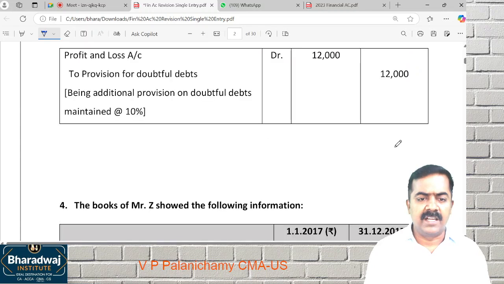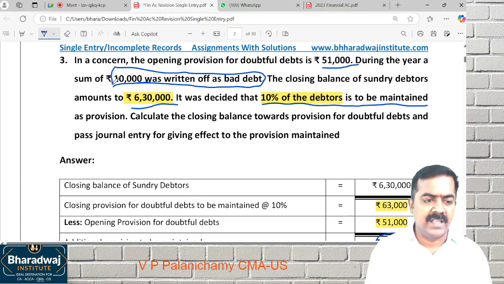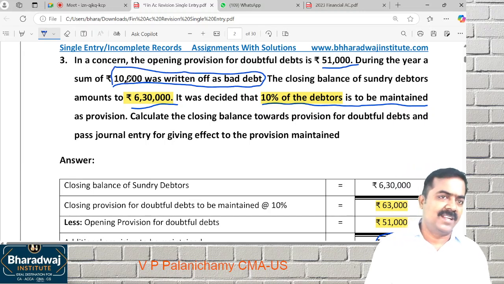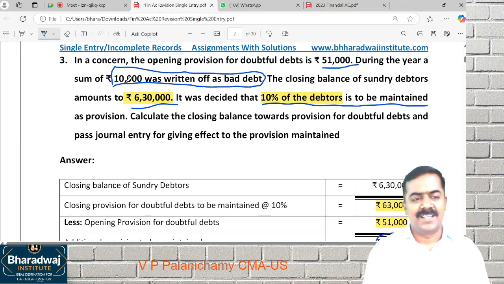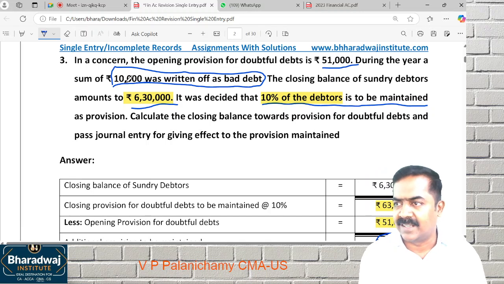Bad debt is already written off against debtors. Bad debt is already written off against which one? Written off, which means it has already been adjusted with 6,30,000. Don't reduce. 6,30,000 minus 10 is not needed, because it has already been written off. The 6,30,000 is after writing off those bad debts.